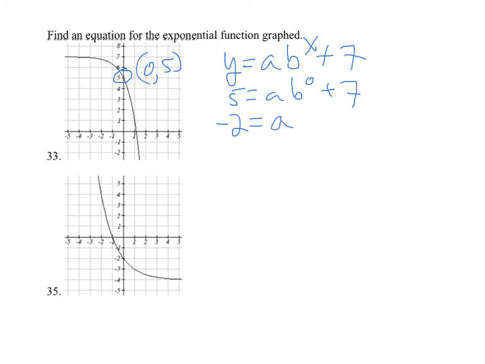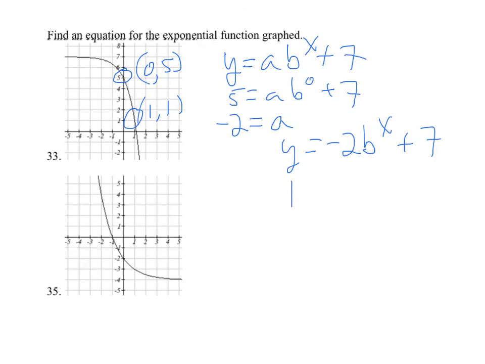So then I can think, well, let's see. Negative 2 times b to the x plus 7. I need to find the b. So we're going to find some other point here. And the one I used when I did these earlier was, let's see here. Let me find it. I hope I'm not making this too long a video. Let's see. I see that it went through 1, 1. So that's going to be the other point I'm going to use to find the b number.